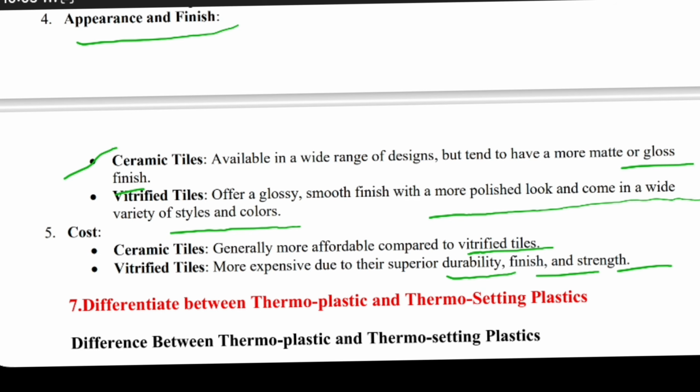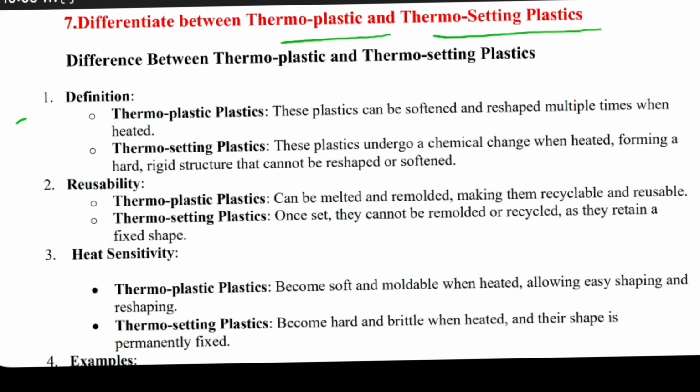Next is the difference between thermoplastic and thermosetting plastic. Coming to the definition, thermoplastic is a very soft material. You can reshape it multiple times by heating. That is thermoplastic material. But thermosetting material undergoes a chemical change when heated, which forms a hard and rigid structure. It cannot be reshaped, and it cannot be softened. That is what we call thermosetting plastic.